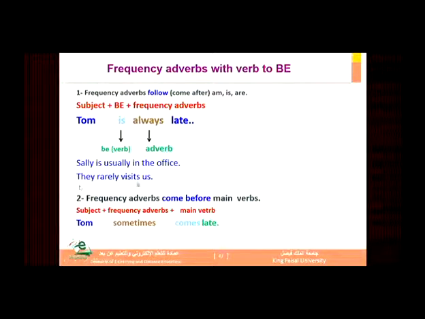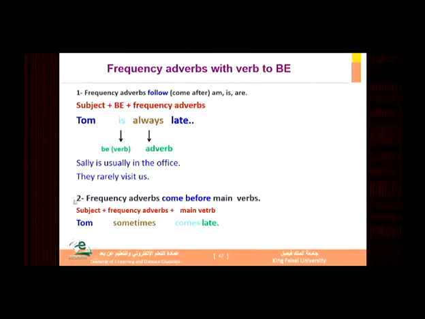They rarely visit us. Do we have a mistake here? Again, they rarely visit us. The verb visit has to be without the s, because we have a plural subject, which is the pronoun they. So they rarely visit us, rather than they rarely visits us. Why is that? Because the subject is plural and the verb has to have no s at the end.